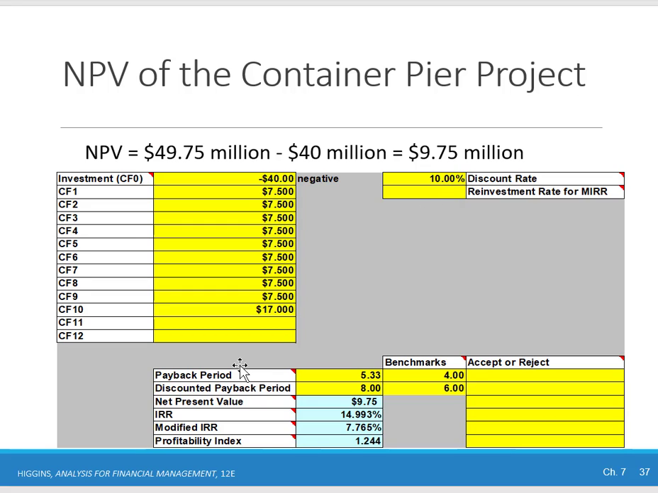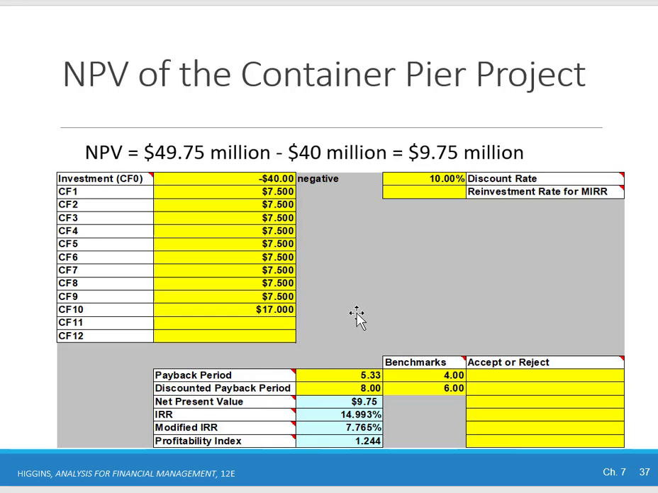The net present value, if you look down below, is 9.75. So that's $9,750,000 is the net present value. Again, that represents the increase in wealth for shareholders, an increase in value of the corporation.